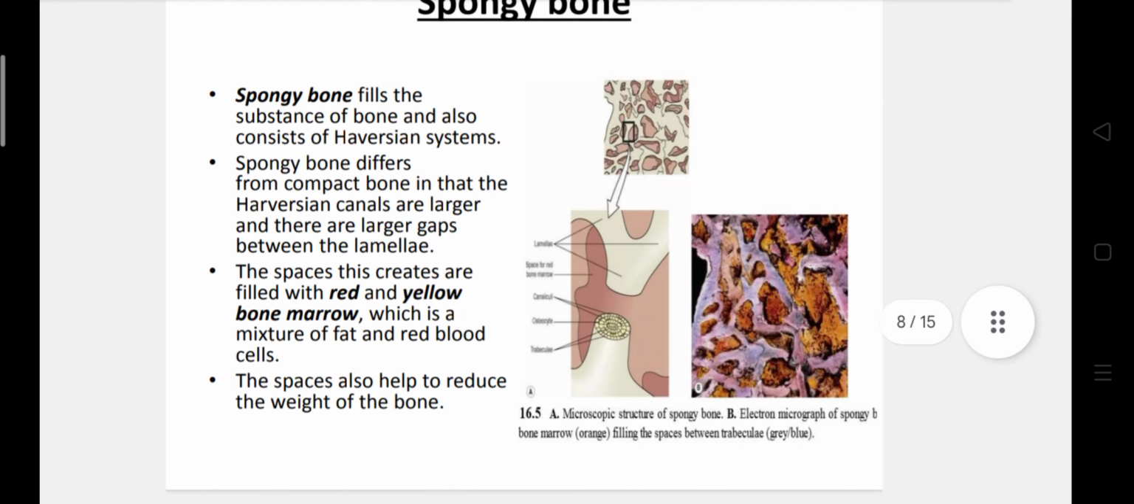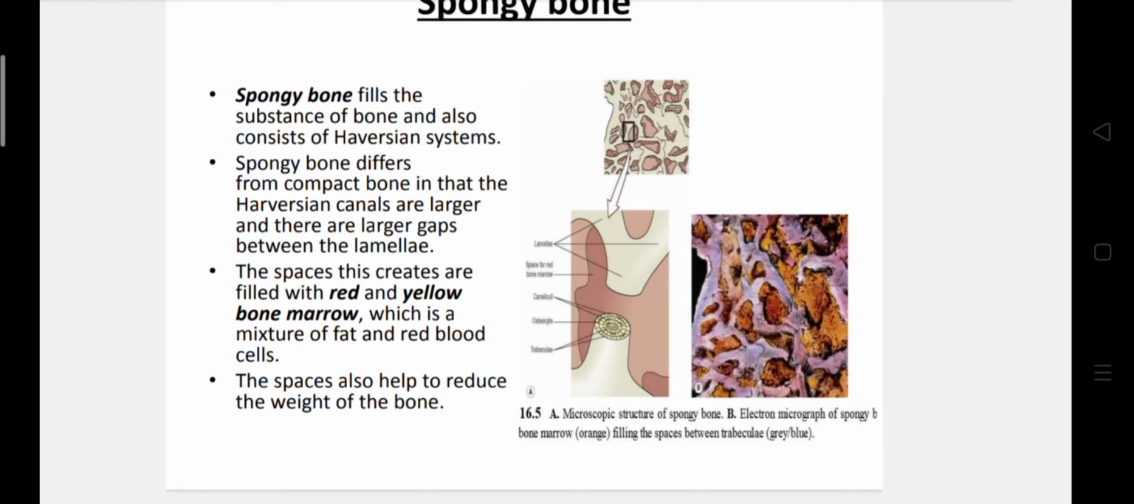Spongy bone. Spongy bone fills the substance of bone and also consists of Haversian systems. Spongy bone differs from compact bone in that the Haversian canals are larger and there are large gaps between the lamellae. The spaces this creates are filled with red and yellow bone marrow, which is a mixture of fat and red blood cells. The spaces also help to reduce the weight of the bone. The microscopic structure of spongy bone.